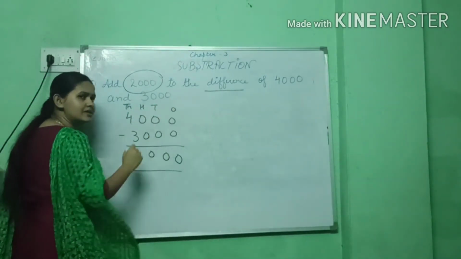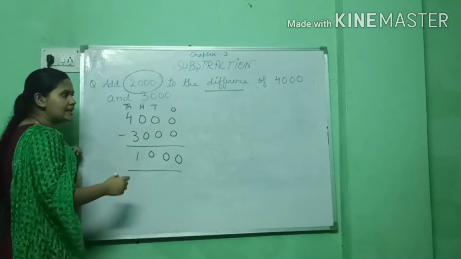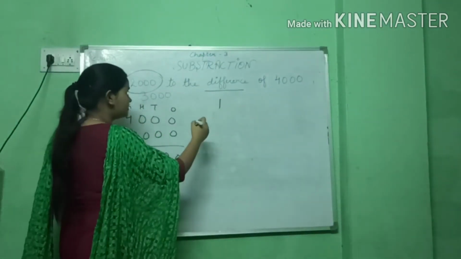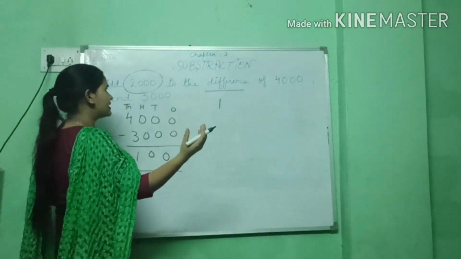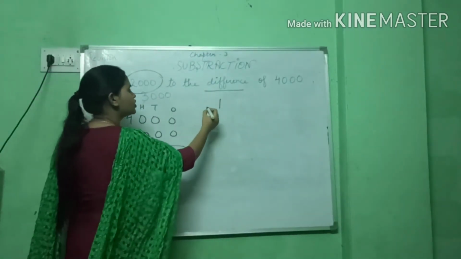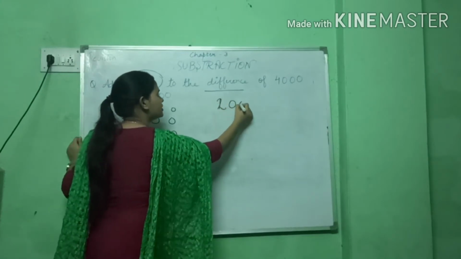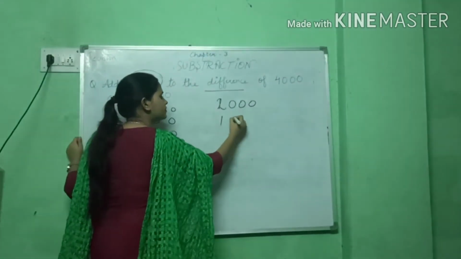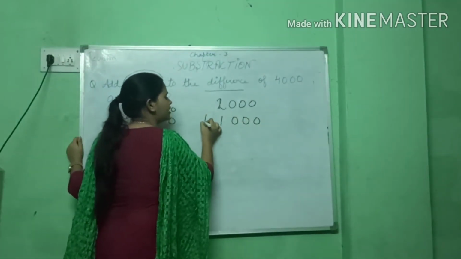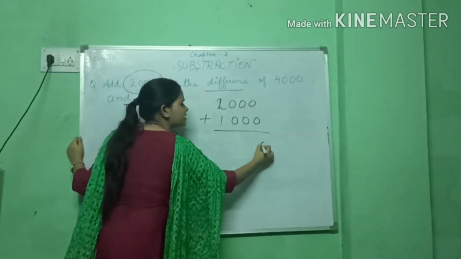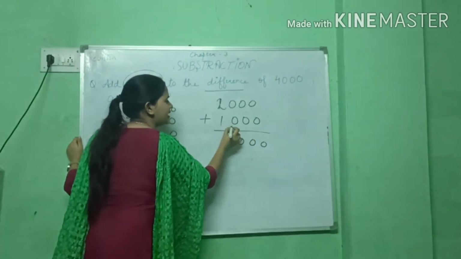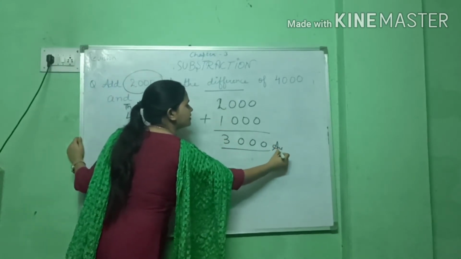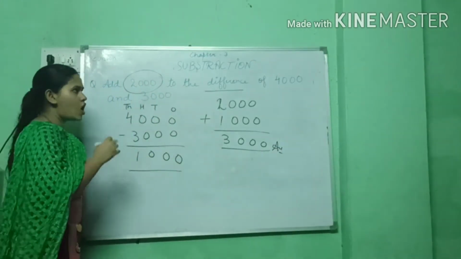Now we have the difference. So in the next step, let's take 1000. Which one is the biggest one? You can see 2 is the biggest, so you will take 2000 and 1000, and then we add them. You can see 0 will be 0, 0 will be 0, and 2 and 1 become 3. So in this way, the answer to this sum is 3000.